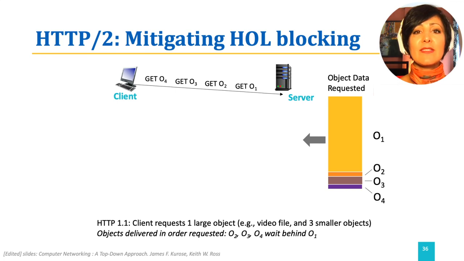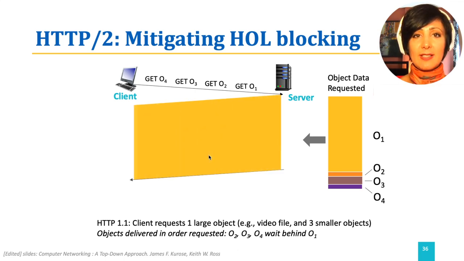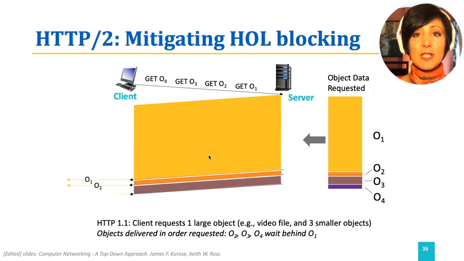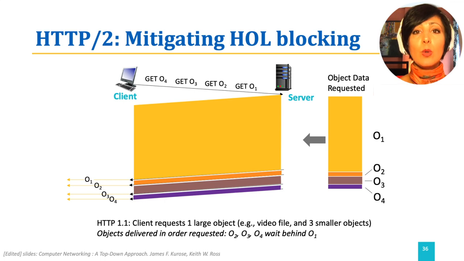Assume the client has requested 4 objects, O1, O2, O3, and O4. O1 is a large object, and if we send objects in first-come, first-served order, as HTTP 1.1 does, all of O2, O3, and O4 will be delayed significantly while waiting for O1 transmission.